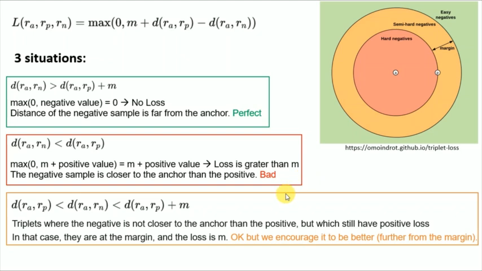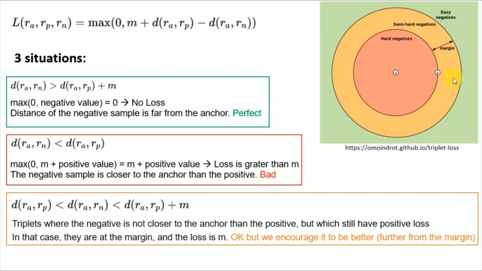Now let's look at the situation where it's in between the perfect situation and the bad situation. This is the case where the distance between the anchor and the negative sample is in between the distance between the anchor and the positive, and the anchor and the positive plus m. So in this case, it's basically lying at the margin. So triplets where the negative is not closer to the anchor than the positive, but which still have a positive loss, are in this situation right here. They're just lying at the margin.